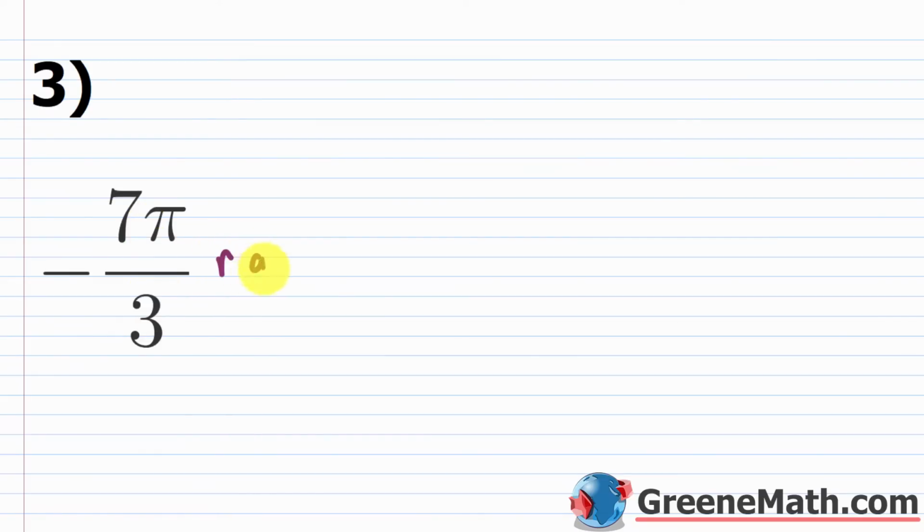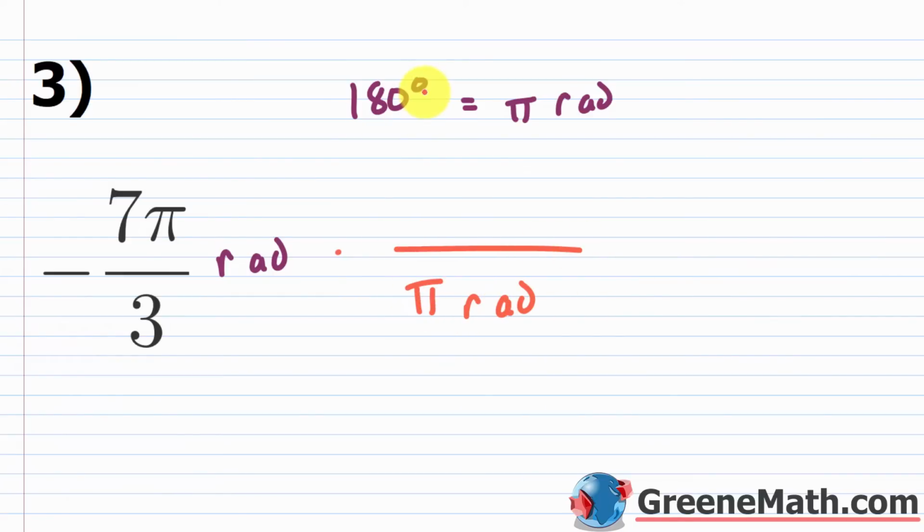So let me write out RAD for that. And again, our relationship is 180 degrees is equal to pi radians. If I'm trying to get rid of radians, then I want the pi radians in the denominator. So let me put pi radians down here. And I want this in terms of degrees, so let me put 180 degrees in the numerator.